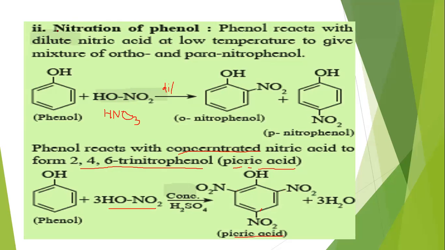So for nitration of phenol, there are these two different conditions: dilute nitric acid and concentrated nitric acid. With dilute nitric acid, it gives a mixture of ortho and paranitrophenol. With concentrated nitric acid, it gives 2,4,6 trinitrophenol. Okay, let us go ahead.